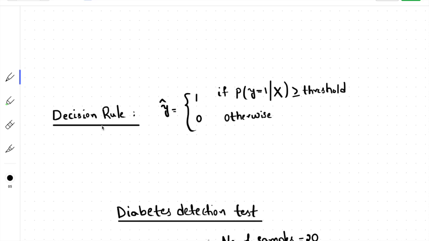For that we use a decision rule, where if the probability that for a given x the output is positive is above some threshold, then we set the output to be 1, otherwise we set the output to be 0. So let's take a real world example to understand how we set the threshold.